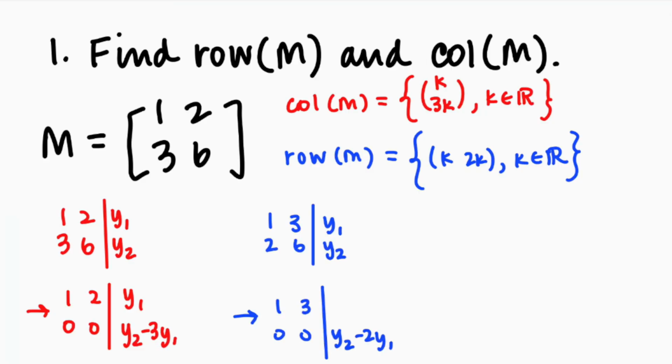Had I done the row reduction, it would have looked like that. And I would have said y2 minus 2y1 needs to equal 0, so y2 is equal to 2 of y1, however you want to call it.